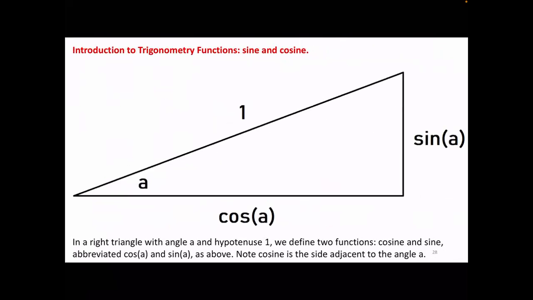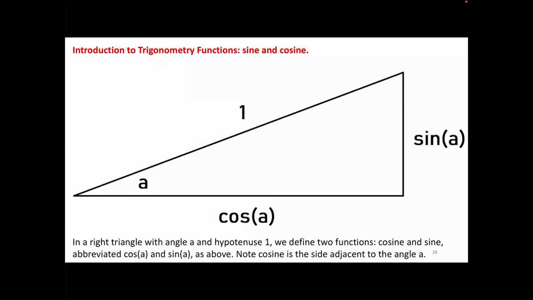All right, so now let's start to review a little bit of trigonometry. So if I give you a right triangle and I have an angle of a, then we're going to introduce new functions cosine and sine. So cosine of a is going to be the length of the base, and sine of a is going to be the length of the hypotenuse. Oh no, of the height.